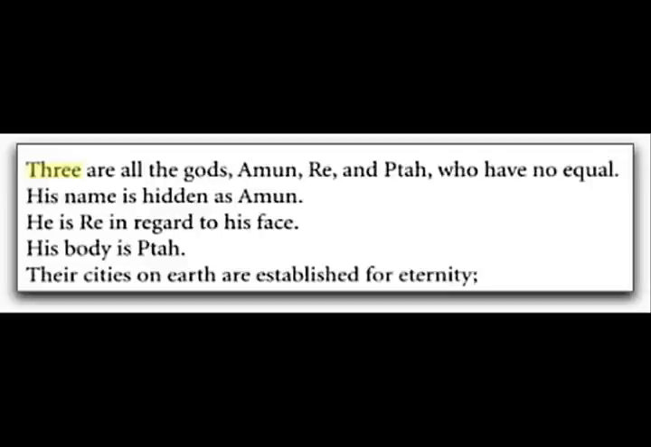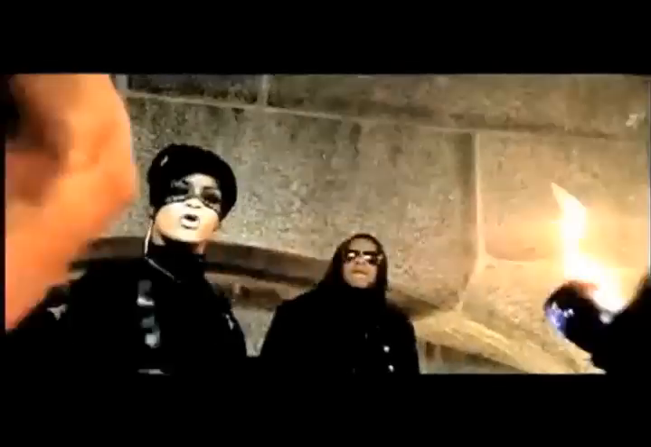The saying is, "Three are all the gods, Amen, Ra, and Ta, who have no equal. His name is hidden as Amen. He is Re, or Ra, in regard to his face. His body is Ta. Their cities on earth are established for eternity." Please remember what I am about to share with you, because it will assist you greatly in seeing the deception in Jay-Z's Run This Town video when we begin to analyze it.